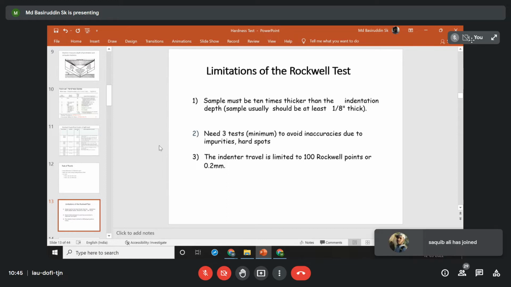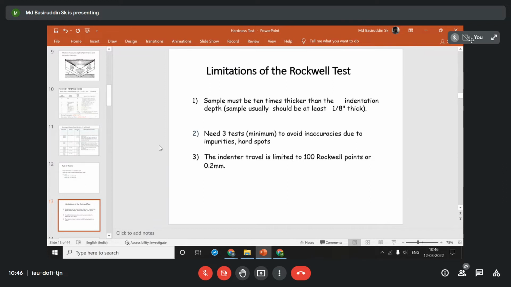Maybe 10, maybe 15, something like that, to characterize the hardness of that material. Whenever you put 2 different indentations on the metal surface, you have to keep in mind that the gap between the 2 indentations should be 8 to 10 times the indented diameter. Now, why is this so?